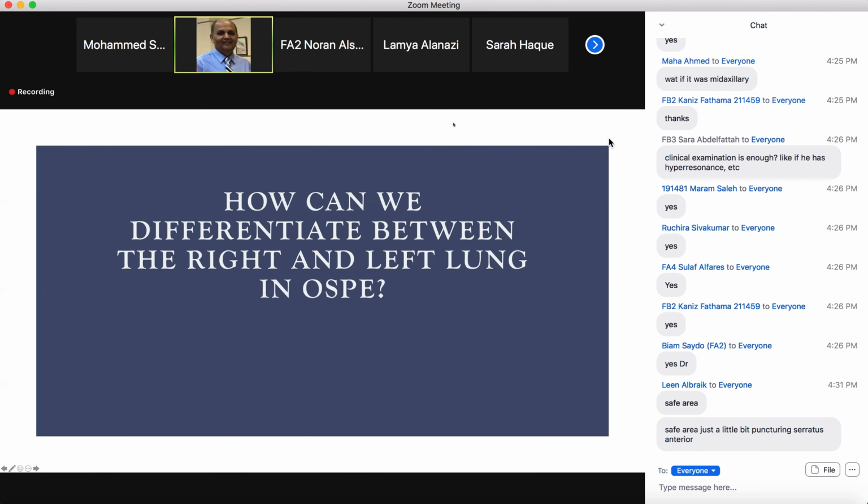Okay, guys. Now this is another question. How can we differentiate between the right and left lung in OSPE? It's a very interesting question. Remember, your OSPE exam is online on exam soft, so it is not like face to face. If it was in a real situation, it could have been a little difficult. But here it will not be that difficult because you cannot see the 3D image. You can see a 2D image or maybe 1D image.